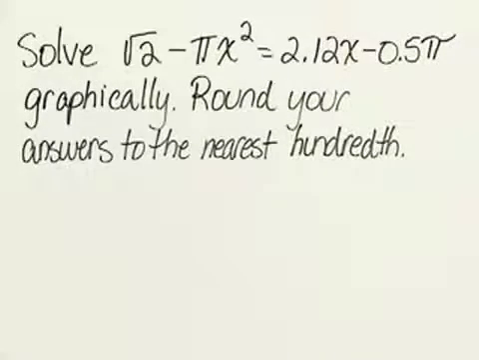Solve. Square root of 2 minus pi x squared equals 2.12x minus 0.5 pi graphically. Round your answers to the nearest hundredth.